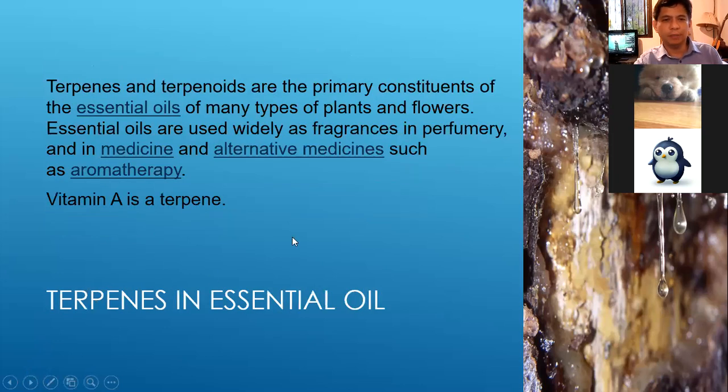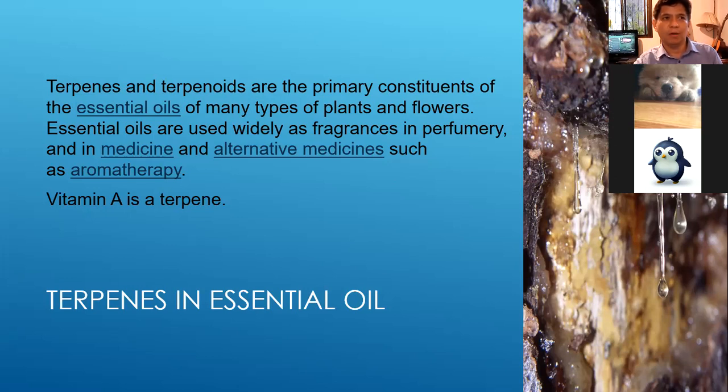So terpenes and terpenoids are primary constituents of essential oils, as I've mentioned previously, of many types of plants and flowers. Essential oils are used widely as fragrances in perfumery. So malaking industry din yan. Aside from pharma, marami na ngayong ibang industry.